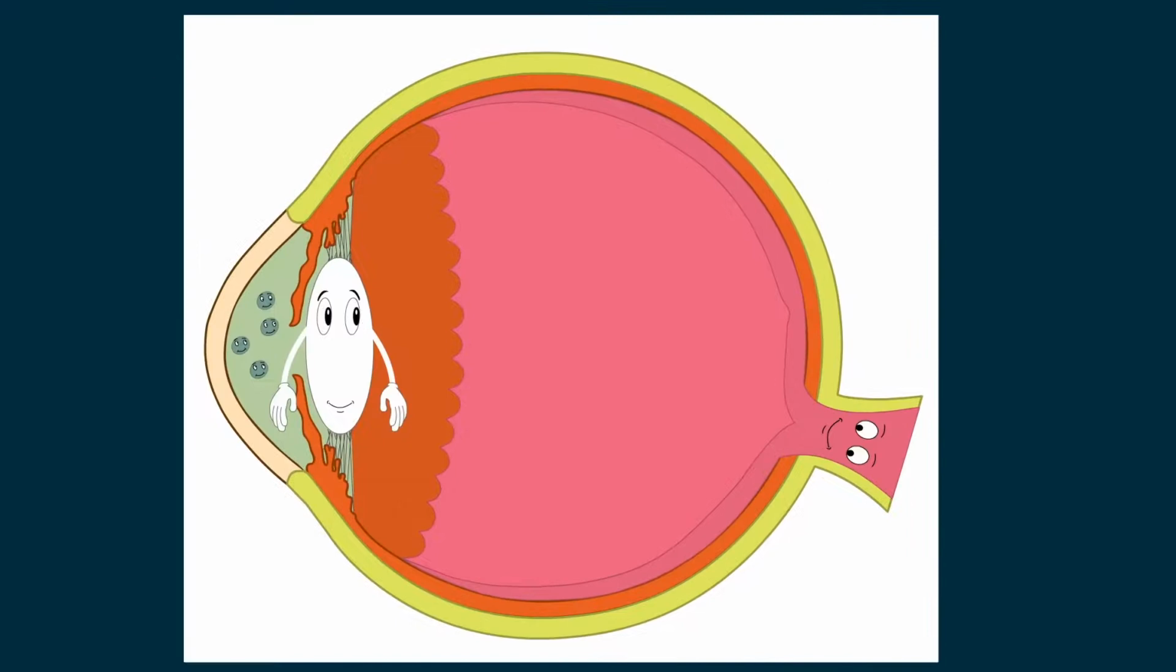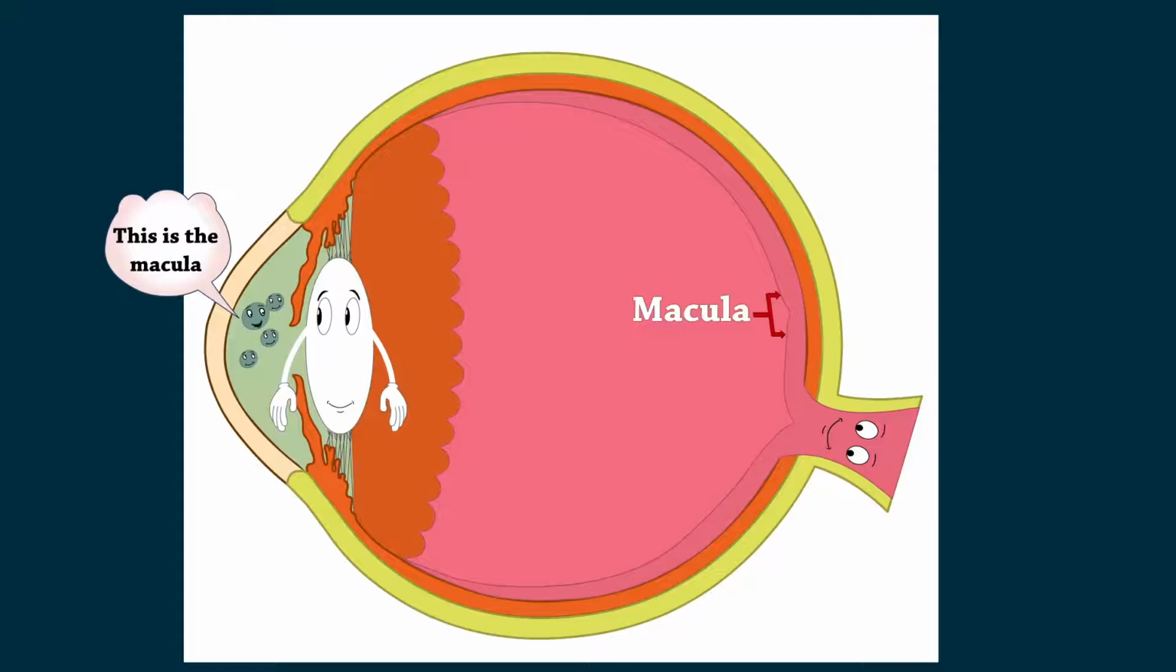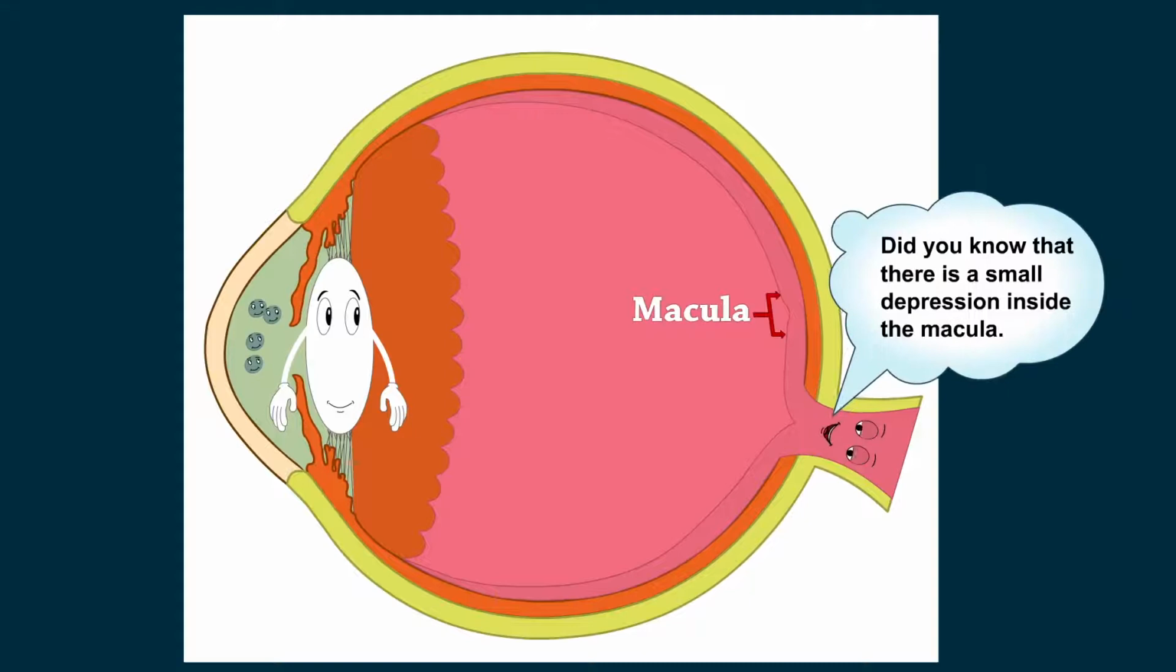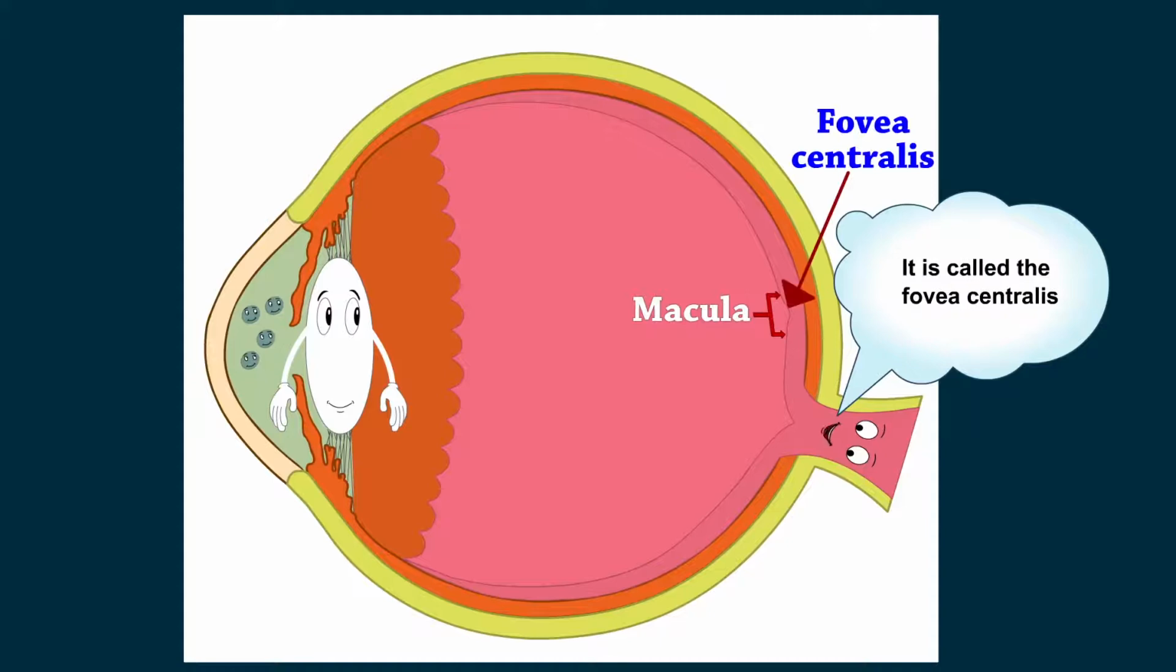Hey, what is this? This is the macula. It is a tiny area in the retina which is responsible for clear and sharp vision. Hey, did you know that there's a small depression inside the macula? It is called the fovea centralis. Here, maximum number of cones are present.